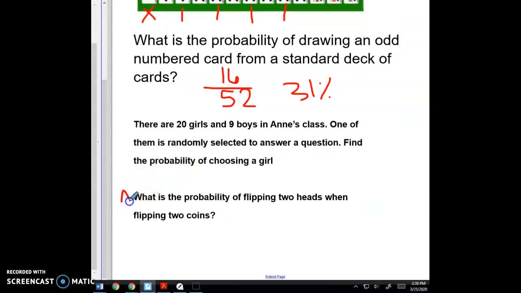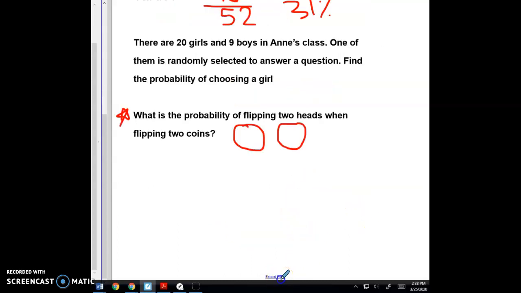Let's do this one last. What is the probability of flipping 2 heads when flipping 2 coins? So we've got 2 coins here, and we're flipping them at the same time, and we're trying to figure out what's the probability that I get 2 heads. So first, if I flip 2 coins, I could get tails, tails, heads, heads, tails, heads, or heads, tails. That's all the ways I can flip 2 coins.